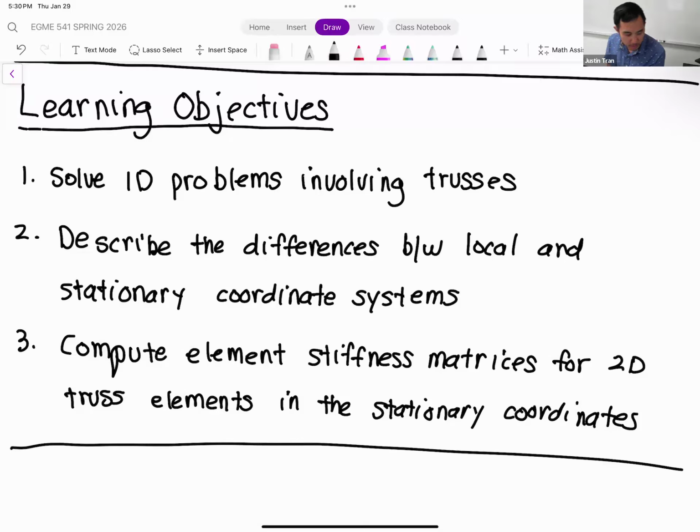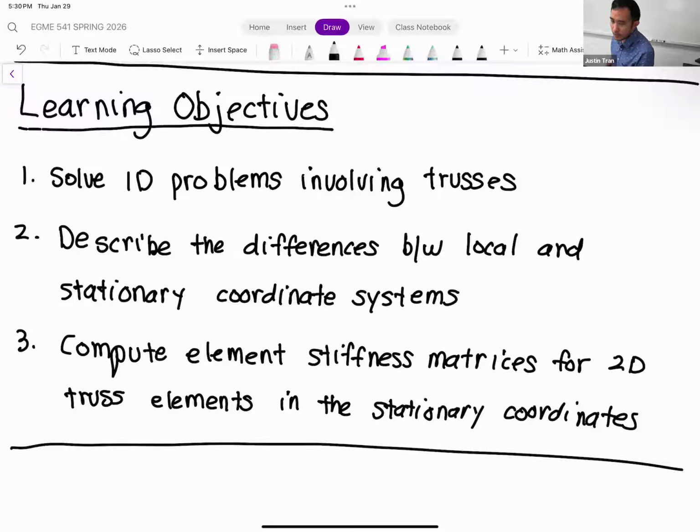Plan for today is just to continue on with truss stuff. I think we almost had derived the element stiffness matrix for a 1D truss, so we'll finish that up. We'll do an example there, and then we'll move on to the bulk of what I had planned for today, which is 2D trusses.